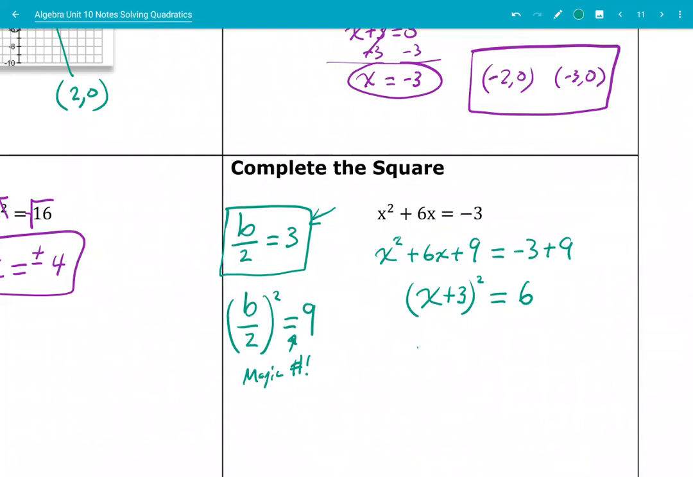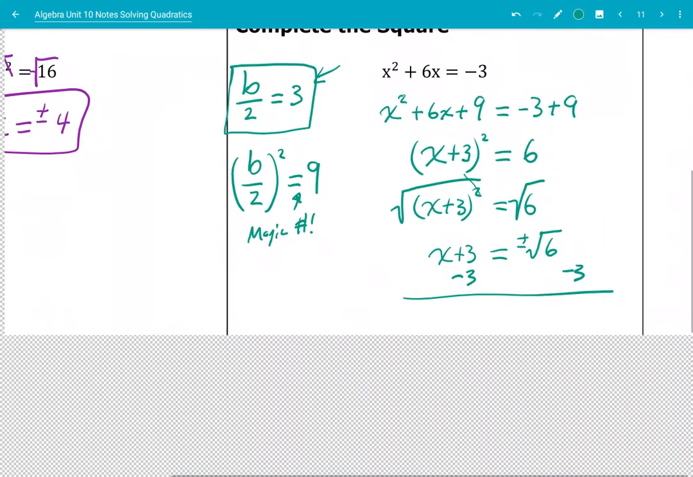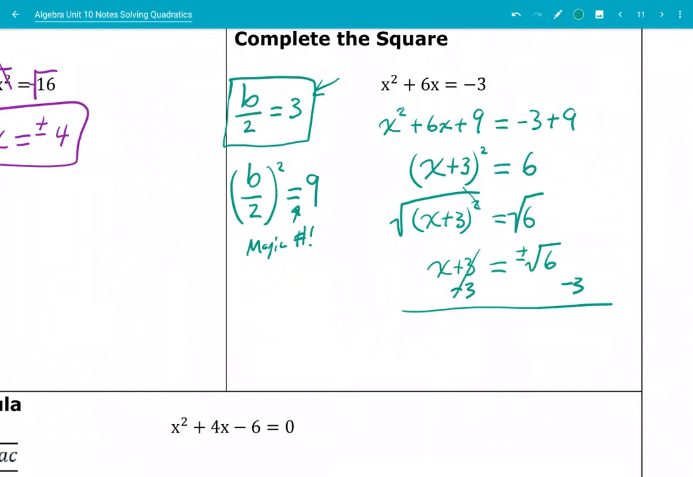So now, I'm going to write this out one more time just so you see all the steps separately. I'm going to take the square root of both sides. Those cancel, so I've got x plus 3 equals plus or minus the square root of 6. 6 is not a perfect square. If I try to take the square root of that, I get a decimal. So now I just subtract 3 from both sides. That goes away. So now I've got x equals minus 3 plus or minus the square root of 6.